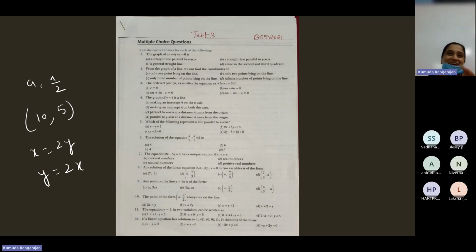It's looking like both. Is x 2 into y or y 2 into x? Y is equal to... Y is 2 times x. What is the y value? 5 is 5, 2 times 10.